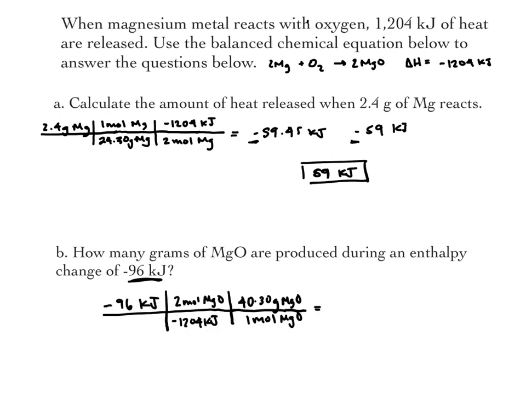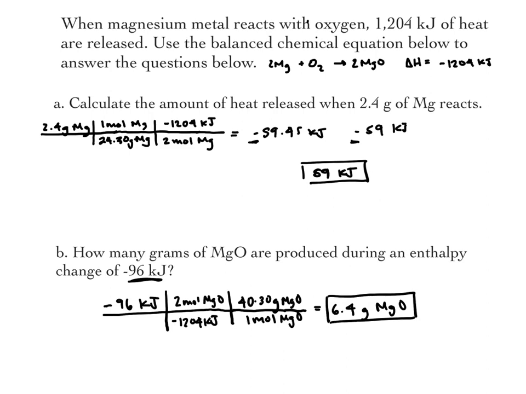So now that we have this set up, we have our kilojoules of heat that have been released from the process that we're analyzing. We have the relationship from the balanced equation and our enthalpy value. That multiplication is going to allow us to get into moles of MgO, and then we're going to use our molar mass of MgO to get into grams of MgO produced. Plugging this into our calculator gives us 6.4 grams of MgO produced in this reaction process.